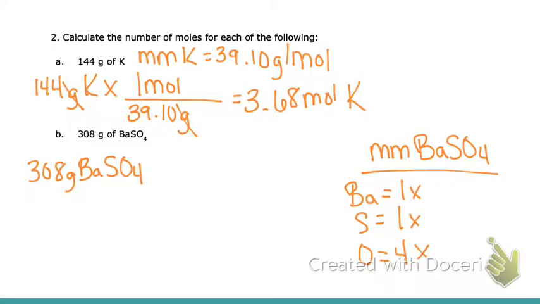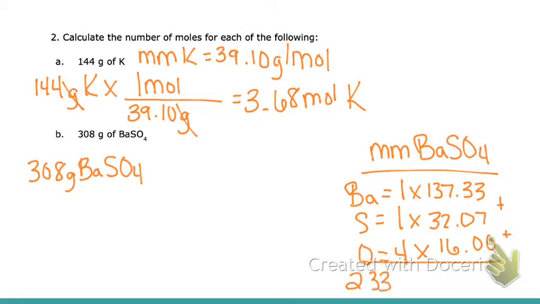Once you utilize your periodic table and round them off, barium, I used 137.33. Sulfur is 32.07. And oxygen is 16. Again, once you multiply and add these 3 up, I got an answer of 233.4 grams per mole. So again, once it goes to how do I plug this in, you're starting with grams.